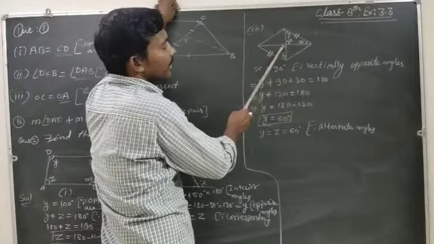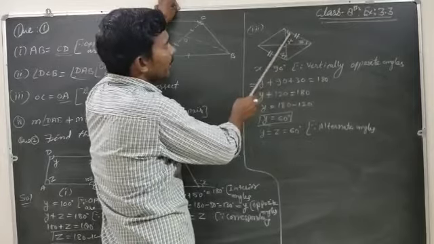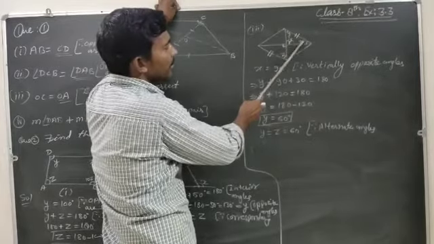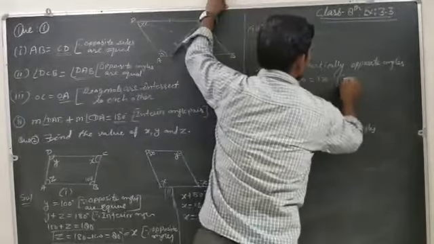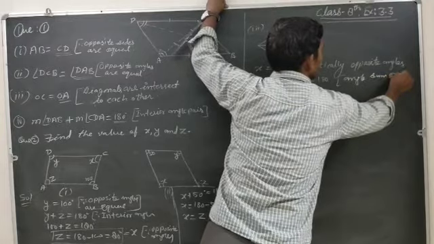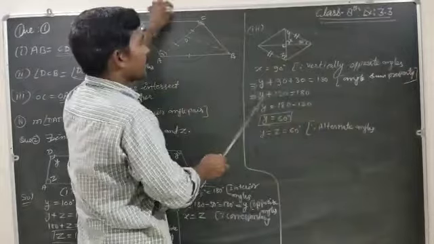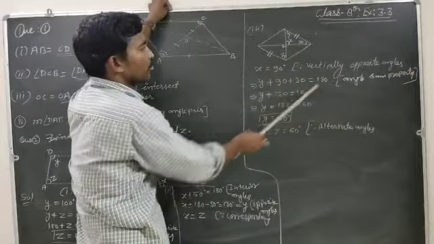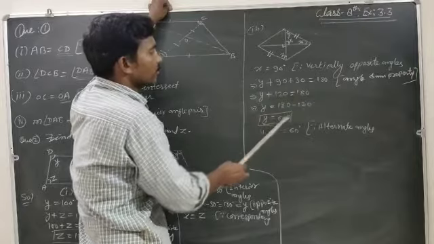So then this angle is 90 degrees, then x is also 90 degrees. In this triangle, y plus 90 plus 30 equals 180. Angle sum property. The reason is angle sum property. So y plus 90 plus 30, 120, equals 180, and y equals 180 minus 120 equals 60 degrees.